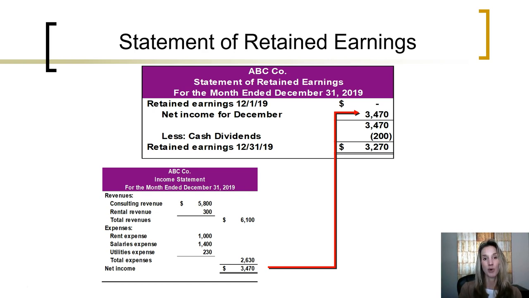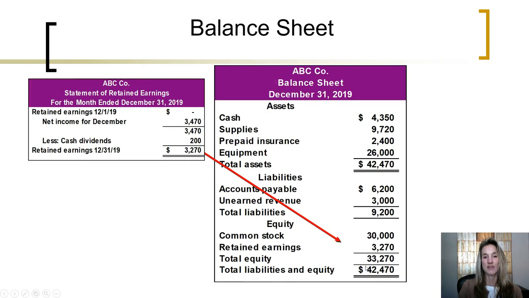Now let's prepare a report that summarizes the overall impact of business transactions during the period on the financial position of the company. This is accomplished through the preparation of a balance sheet. Look at the heading on the balance sheet. First line, company name. Second line, which report it is. This is the balance sheet. Third line, notice the date of the balance sheet. This is reporting the financial position of the company on one day in time.